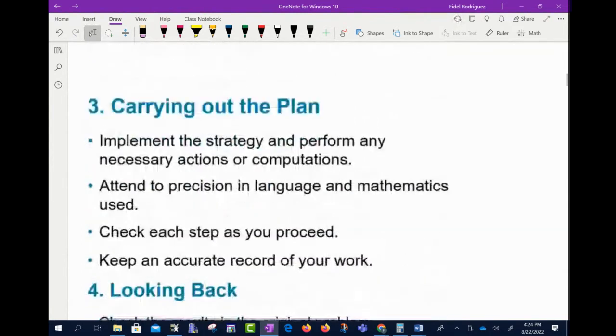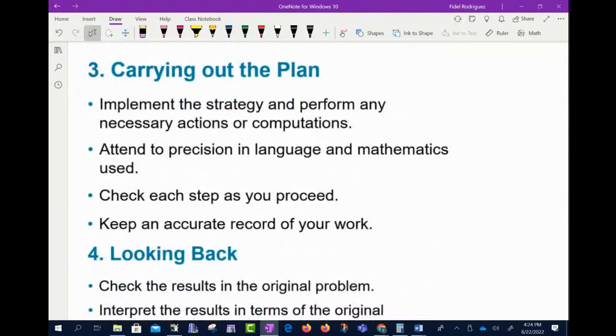And carrying out the plan. So let's implement the strategy and perform any necessary actions or computations. Attend to precision in language and mathematics used. Check each step as we keep going on and keep an accurate record of our work.